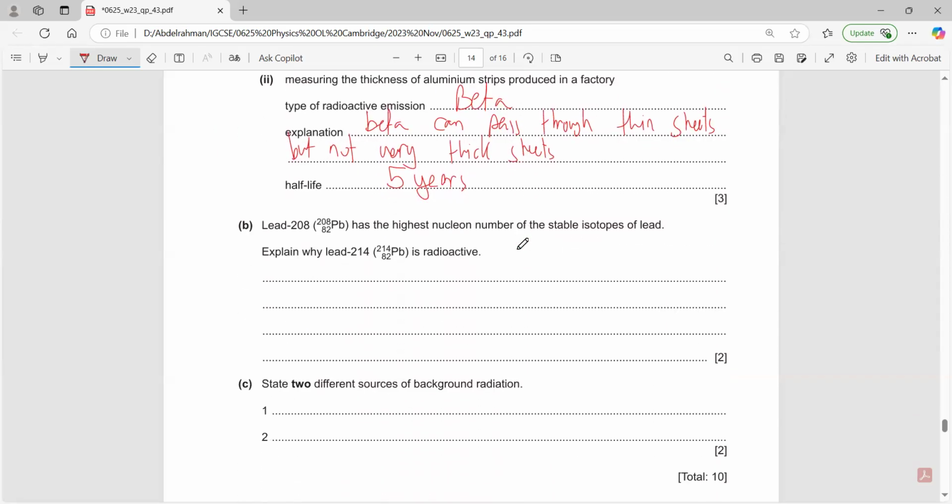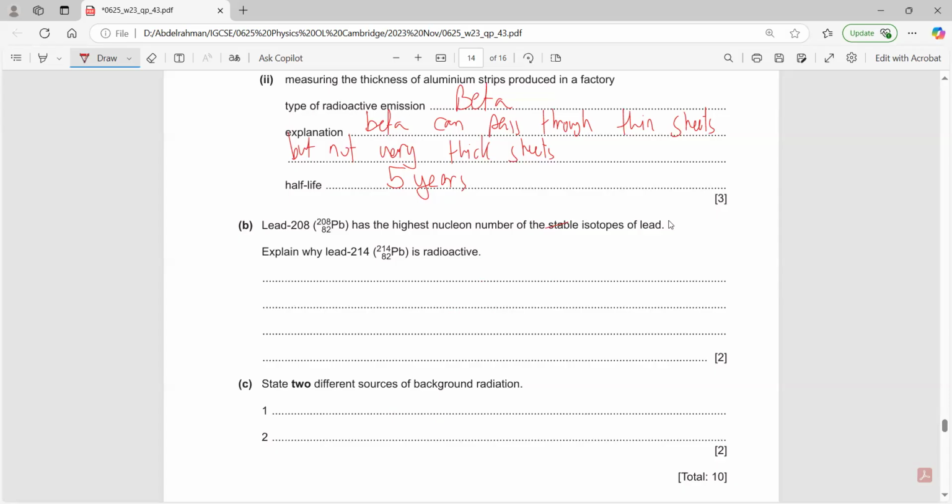Lead 208 has the highest nucleon number of stable isotopes of lead. Explain why lead 214 is radioactive. Lead 208 has the highest nucleon number of a stable isotope. This is a stable isotope. Why is lead 214 radioactive?